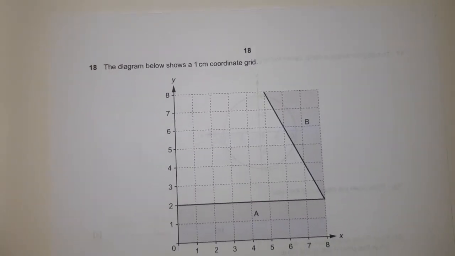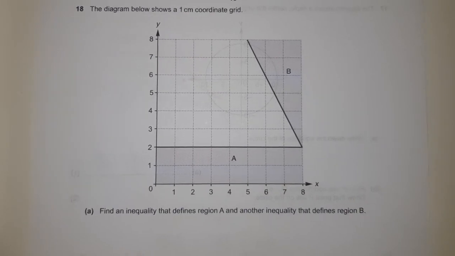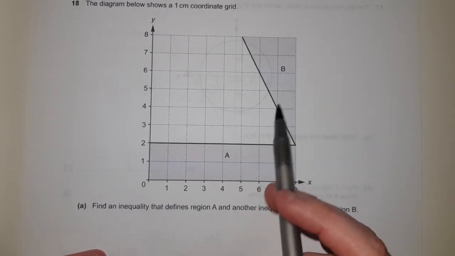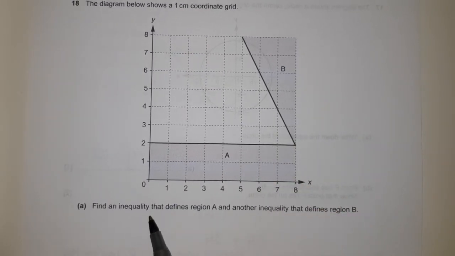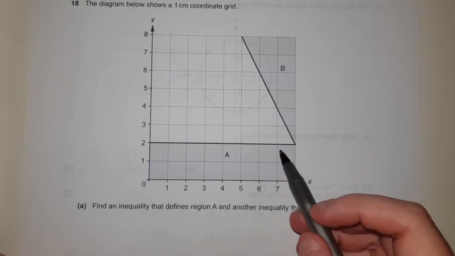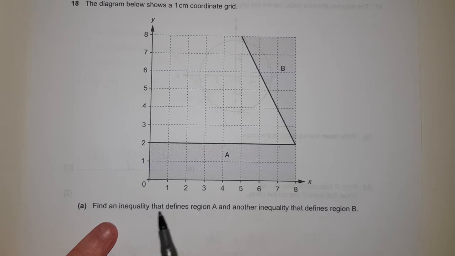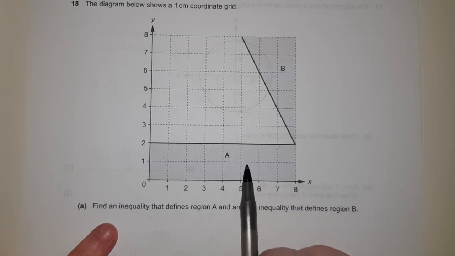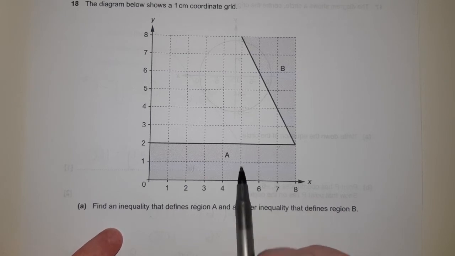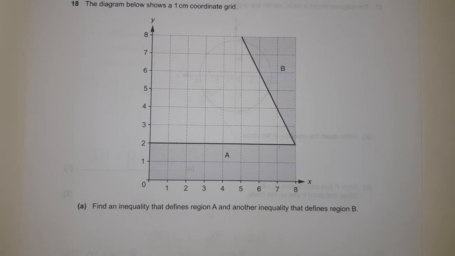Okay, last question, a little bit more unusual in this one. They've given you areas already shaded in. They want you to find the inequality that defines each region. Now this one should be the nice easy one. They want the inequality that shows region A. So we are trying to give the equation of the shaded region. I know sometimes we shade the region we don't want. In this case, we want to give the equation for the region that is shaded.